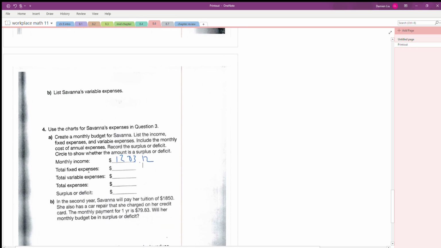All right, her total fixed expenses, well, you're going to have to come up with a list here and put down which ones are fixed and which ones are variable. I would say you could just write it even on the chart here. For example, the room and board, that's a fixed expense, right?